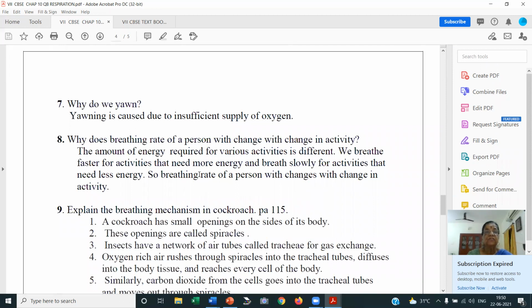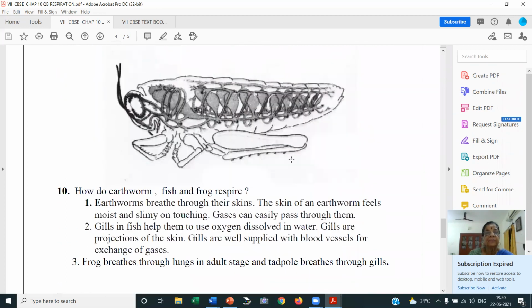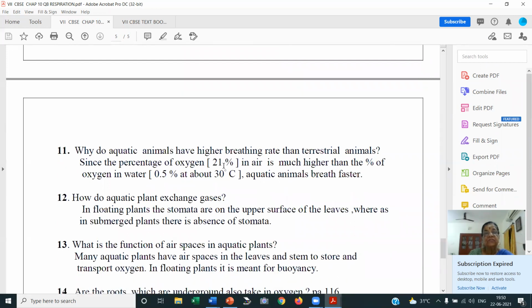Then why does the breathing rate of a person change with the change in activity? So the amount of energy required for various activities is different. Then breathing in a cockroach. Aquatic animals, since the percentage of oxygen in air is much higher than the percentage of oxygen in water, aquatic animals breathe faster.